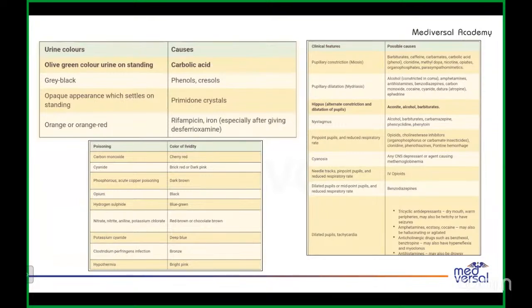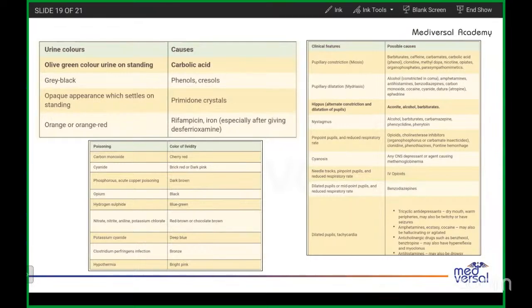Coming to the urine colors that we have, olive green urine on standing, I said this is carboluria, which is for carbolic acid. We are basically doing a revision of the entire slide that we did. Black is due to phenol, which is ochronosis, I told you. Opaque appearance, which settles on standing. You may not remember this, it's okay. Orange or orange red urine is very common with the antitubercular drug rifampicin or iron.